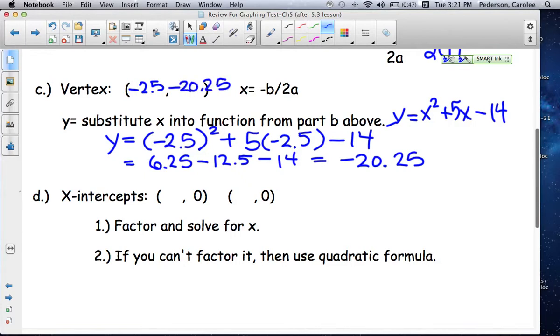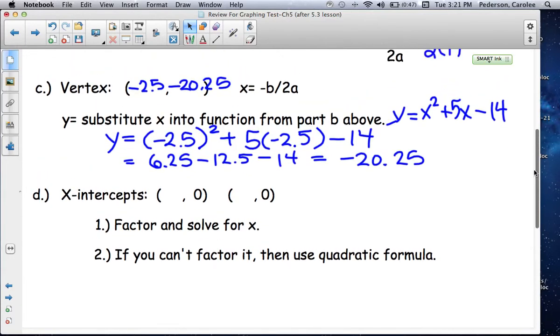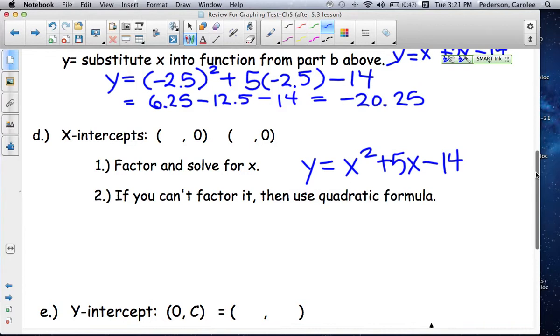The last thing is to find the x-intercepts. This is the new thing for you. Remember the zero product property from right after we finished factoring? You would factor this quadratic equation, solve for x, and those will be your two x-intercepts. So right now, our equation looks like this. Y equals x squared plus 5x minus 14. We're going to factor this equation. So we're going to set the equation equal to 0 and factor it.